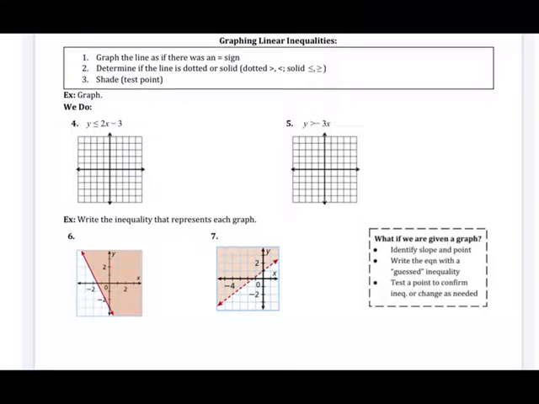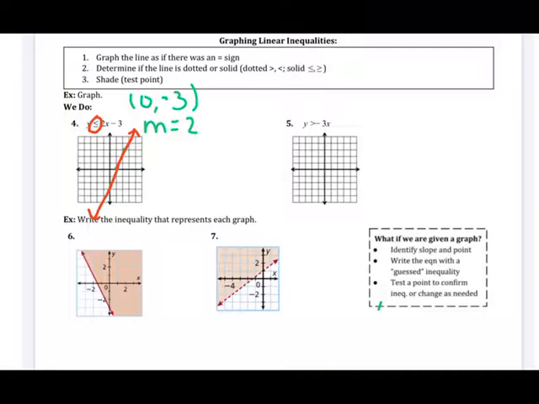On number 4, looking at this line, my y-intercept is the point (0, -3). My slope is 2, so I can start at the point (0, -3), and I can go up 2, right 1, up 2, right 1. So there I have my points. Now I need to ask myself, is it solid or dotted? That question is answered by looking at this sign. That sign could be equal to, right? It says less than or equal to. So I'm going to make a solid line. I'm going to make sure I have arrows on the ends of my line.